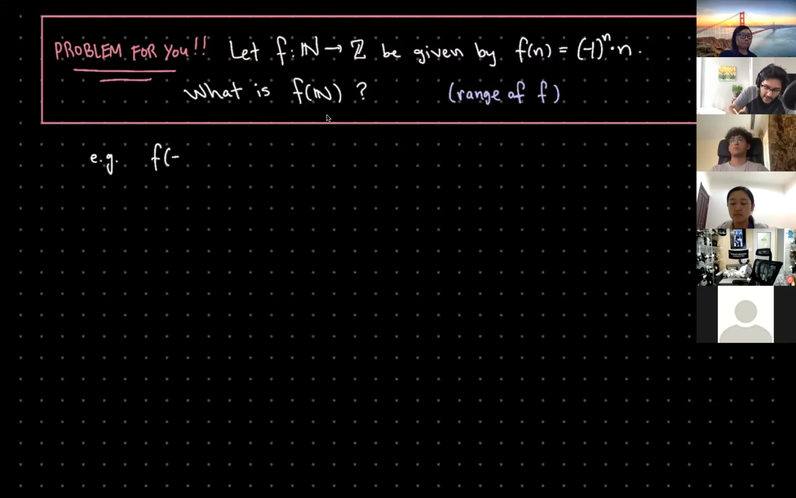If I give you f of -10, that would be negative, oh sorry, -10 isn't a valid input. I'm only allowing natural numbers. So if I give you f of +10, then this would be -1 to the power 10 times 10. And -1 to the power 10 is 1, so this is just 10. Does that make sense? Yep, okay.